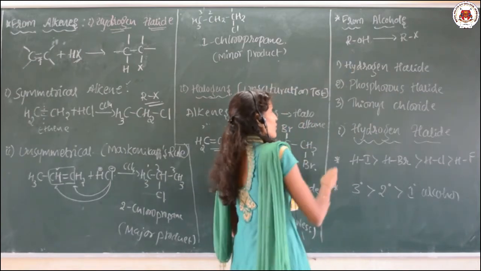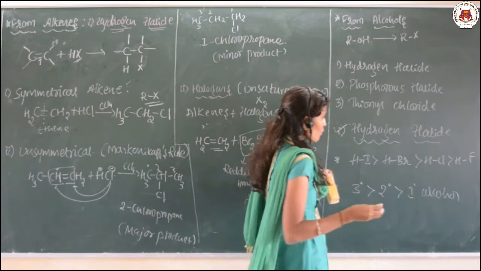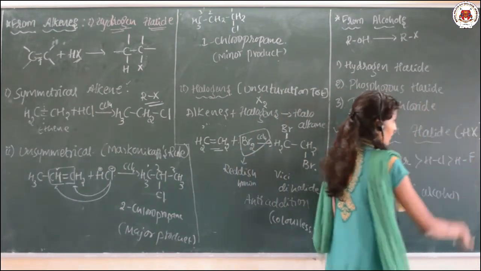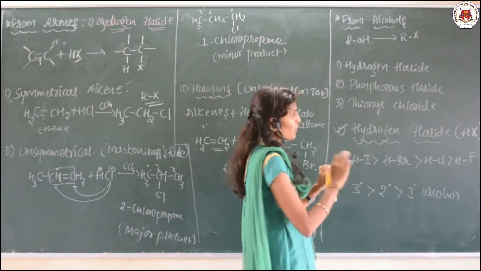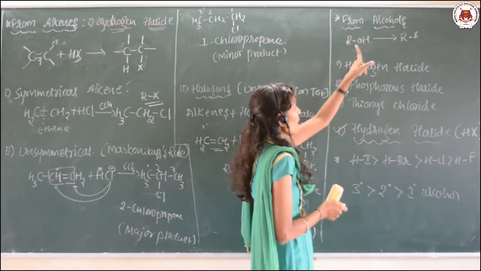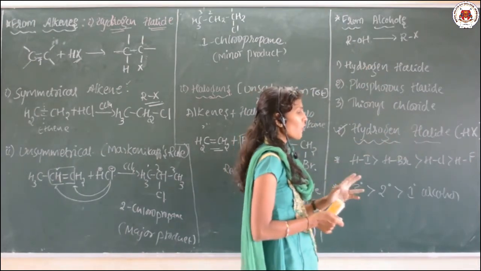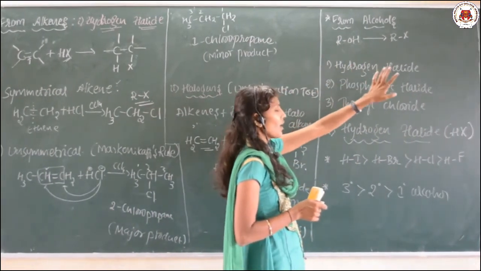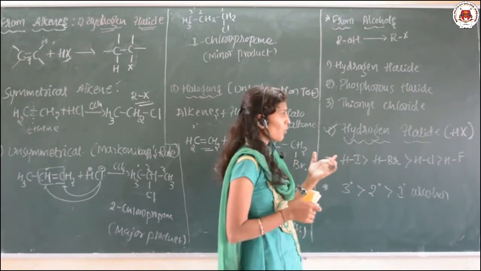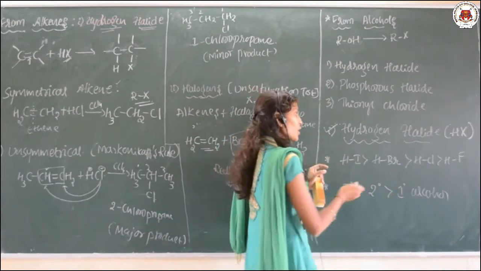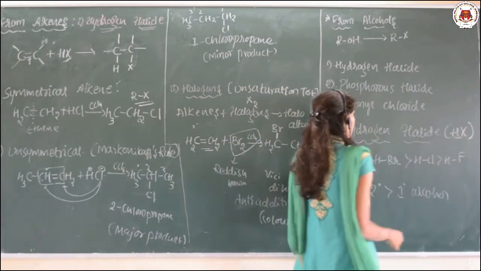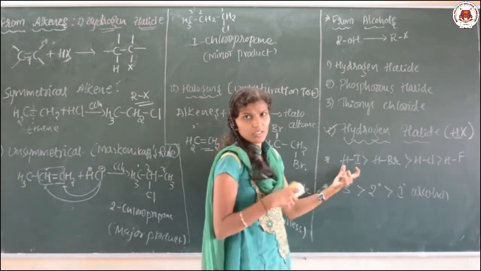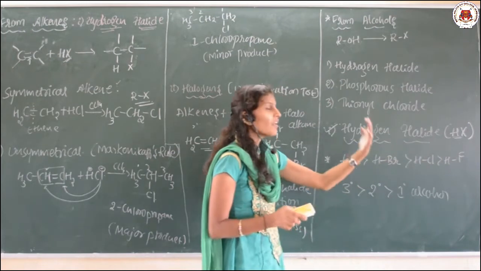Let us go for the first one, hydrogen halide. Hydrogen halide is a type of HX. If I add the hydrogen halide to the alcohol, we are going to get the haloalkanes. Let me tell you the reactivity of this hydrogen halide. The hydrogen halide may be HI, HBr, HCl, HF.